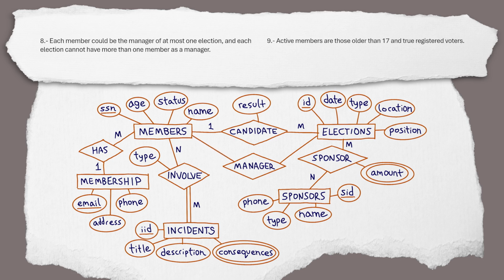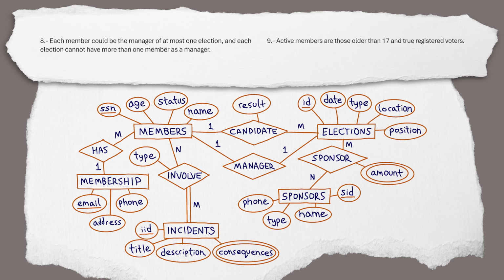Now, to be done with that, remember we need to find the cardinality for this binary relationship. It says each member could be the manager of at most one election, so it's just one, and each election cannot have more than one manager. So here, the restriction is that it has to be a one-to-one relationship. And remember that this has a meaning, because nobody else can be the manager, and the election can only have one member as the manager.